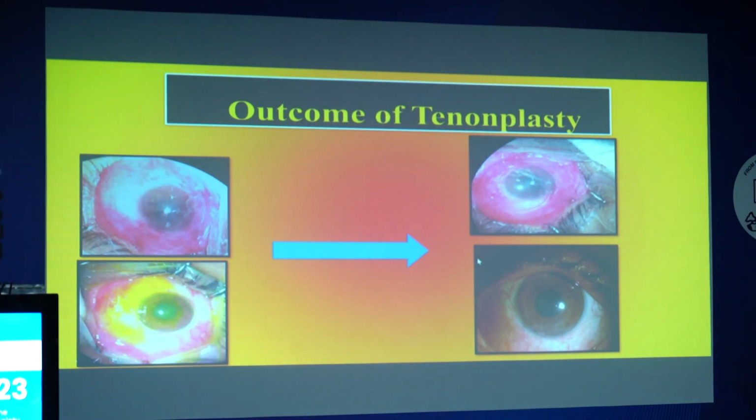So you can see the outcome of this patient. It is like this: ultimately a clear cornea, combined graft with no vascularization of the cornea.